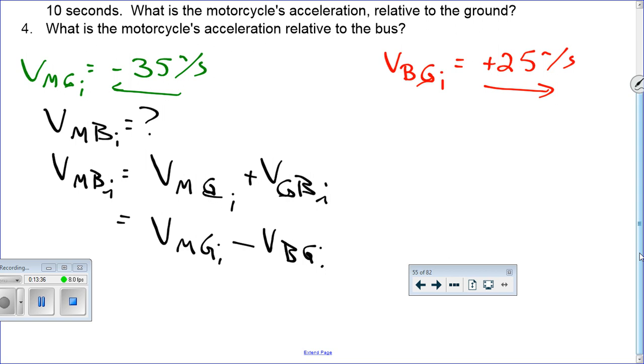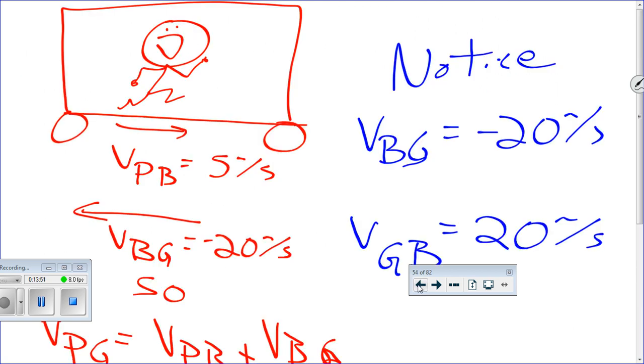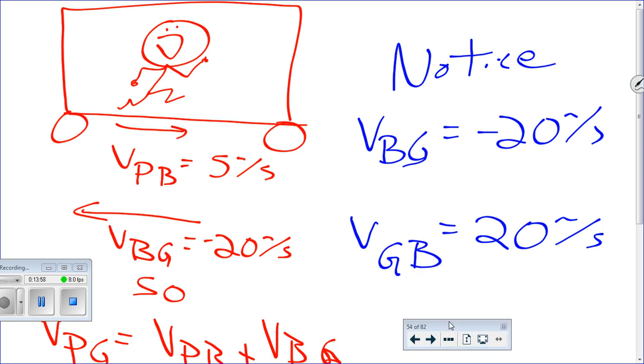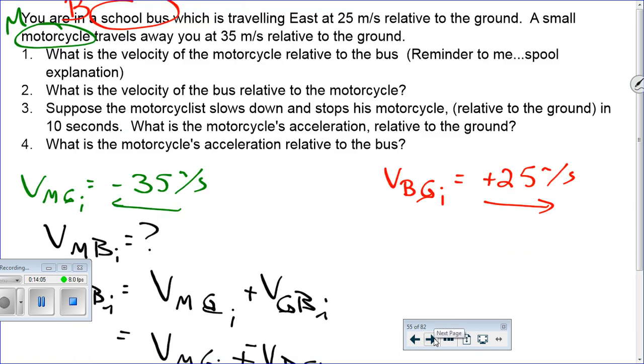All right, so does everybody understand how I got from here to here? Because it's technically plus negative, right? Remember how I showed you guys that to switch the order of the two things, you just add a negative sign? Like here, the velocity of the bus relative to the ground was negative 20, so the velocity of the ground relative to the bus was positive 20. Are you minusing a negative? No. It's plus. The negative means opposite.